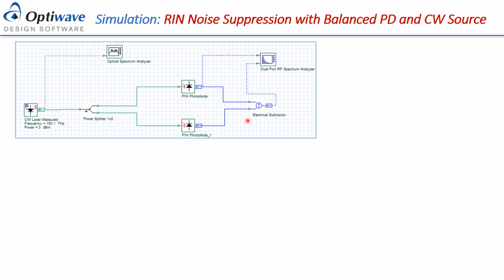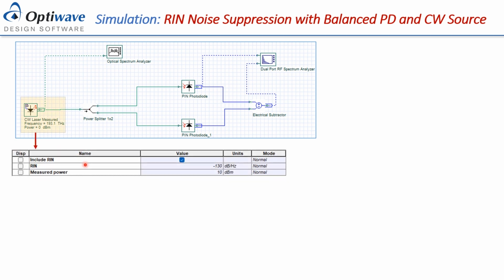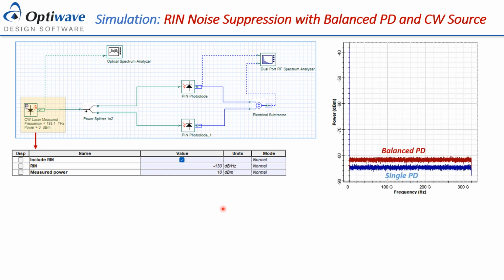Now, in this particular simulation, we're repeating again. However, we're replacing the DFB laser source with a CW measured source. And this particular component allows us the opportunity to set the RIN directly. For example, here it's set at minus 130 dB per hertz. If you run the simulation with the default settings, unfortunately, as you can see on the right-hand side, the balanced photodetection did not work, and the subtraction did not result in a suppression of the RIN noise.